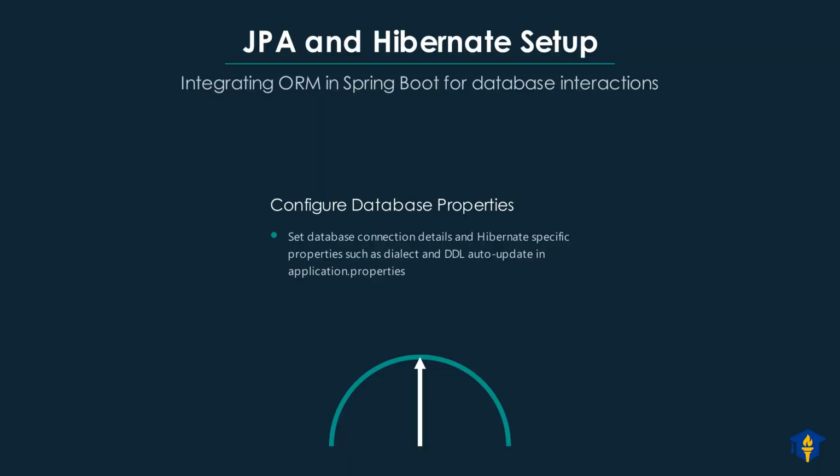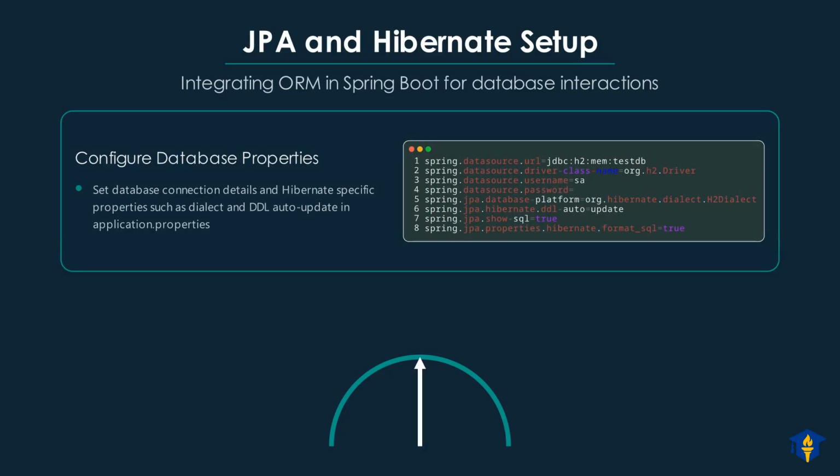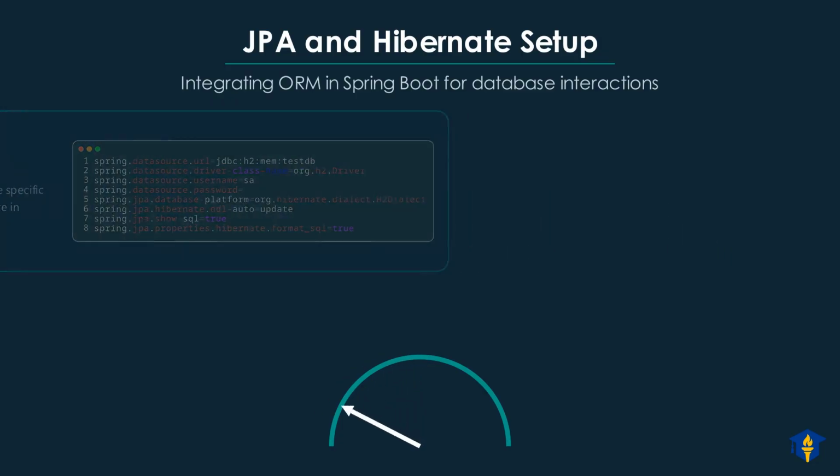Next, you need to configure your database properties within the application properties file. Set database connection details and Hibernate-specific properties such as dialect and DDL auto update in application.properties. These properties configure the in-memory H2 database, setting the URL, driver, credentials, and Hibernate behavior.